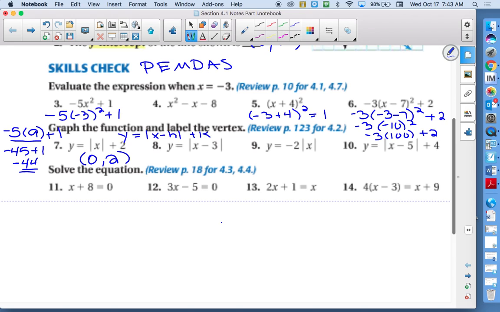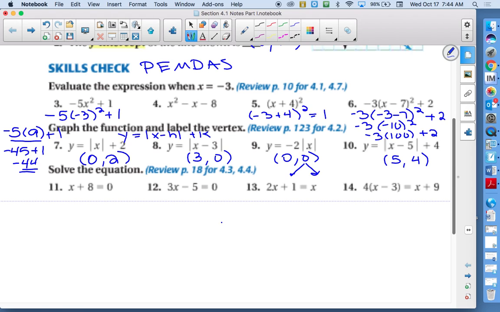The next one would be 3, because it's the opposite of the inside number, and then 0. There isn't a k value being added outside. In number 9, this one has no h or k value. There's nothing inside with x, nothing outside with the y. But this graph should go upside down because there's a negative 2 in the graph. So it starts at 0, 0. It has a slope of negative 2, so that graph should go upside down. And then finally, the last one, this vertex would be 5 and then 4. Opposite of the inside, comma the outside number.